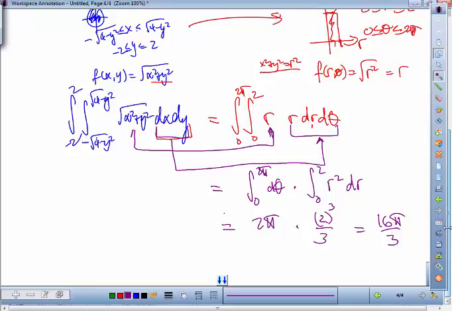What was that? That was the answer that Mathematica got for us. But look, Mom, there's no Mathematica. Yeah. r dr d theta. We're done. Have a good weekend.